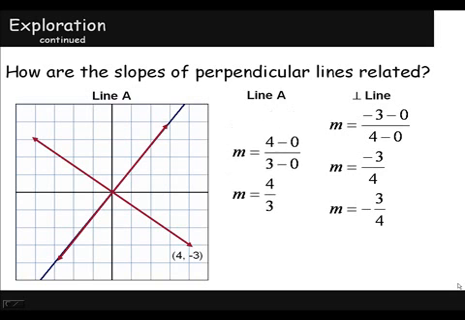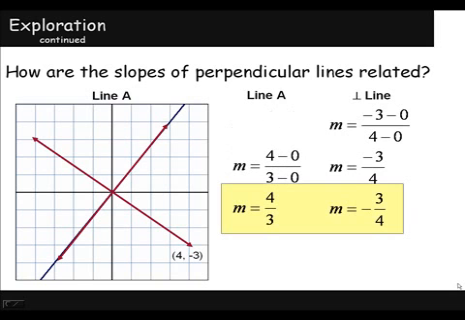In fact, if we line these up and compare one slope, 4/3, to the other slope, negative 3/4, we see that these are what we call opposite reciprocals. Opposite means one's positive, one's negative, and reciprocals means that they're just flipped over. 4/3 is the reciprocal of 3/4, and vice versa. 3/4 is the reciprocal of 4/3.